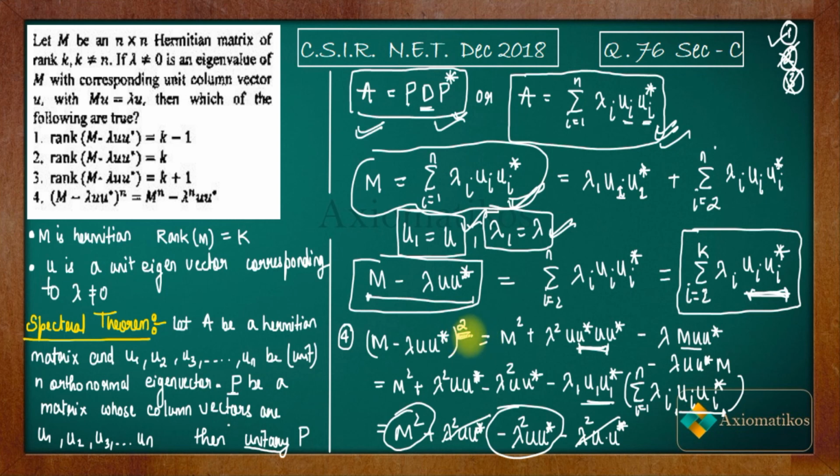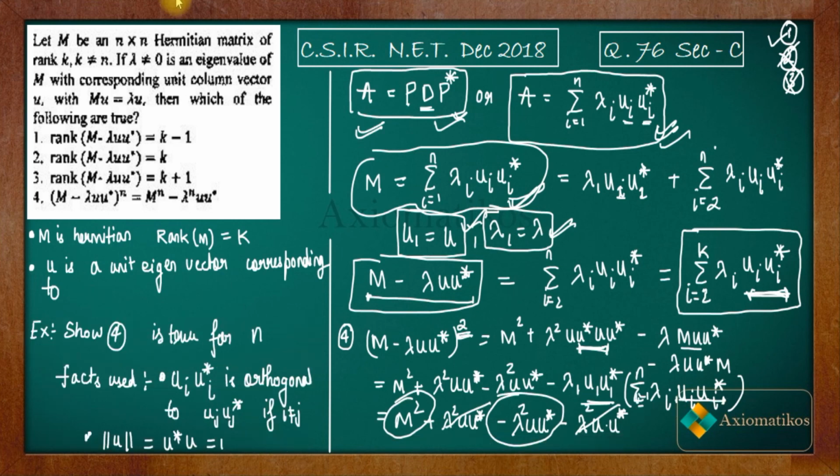For n, what you have to use? You have to use the binomial theorem. So let me write it. See, in order to show that 4 is true for every n belonging to the natural numbers, you have to use two things. First is that ui star is a space which is orthogonal to uj star, provided that i is not equal to j. And the second thing that we are using over here is that the norm of u, which is u star u, is 1. So these are the two things that we should use in order to show this.